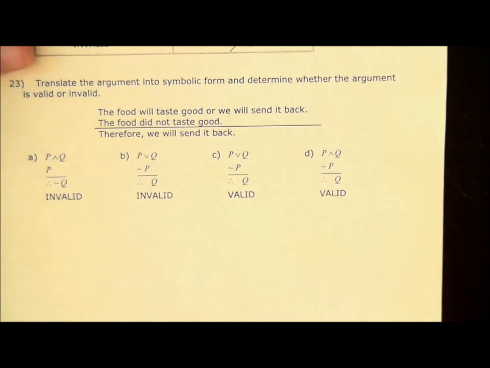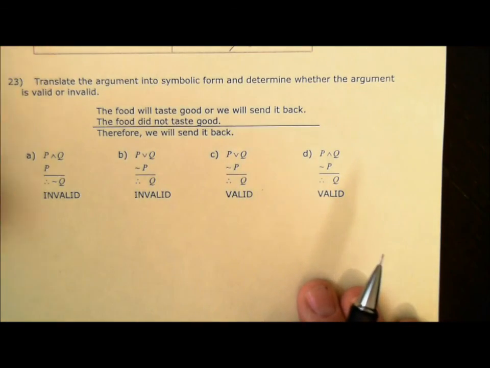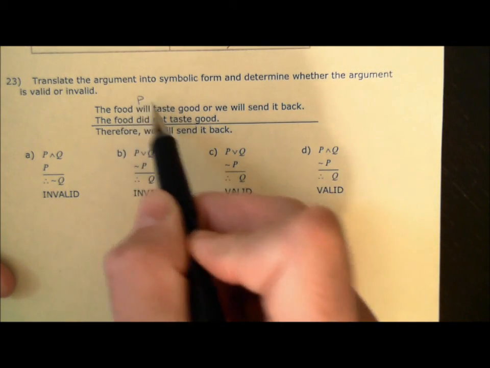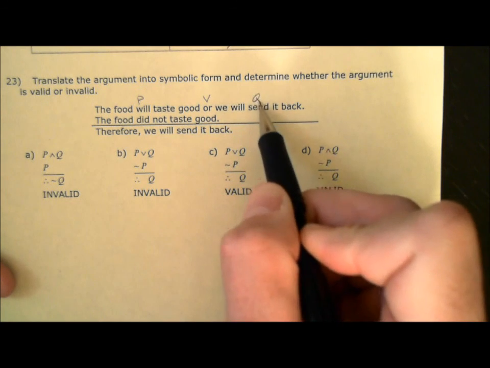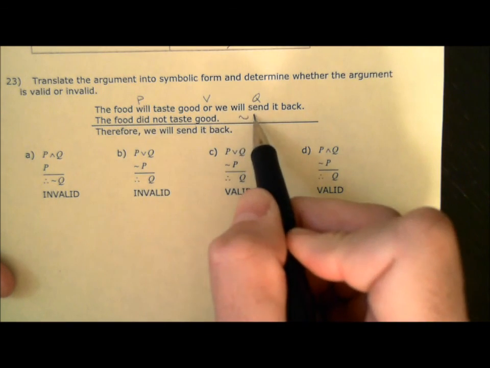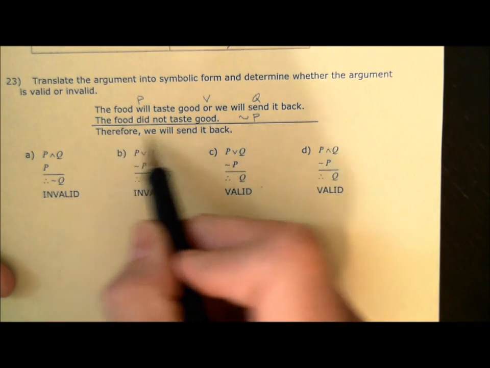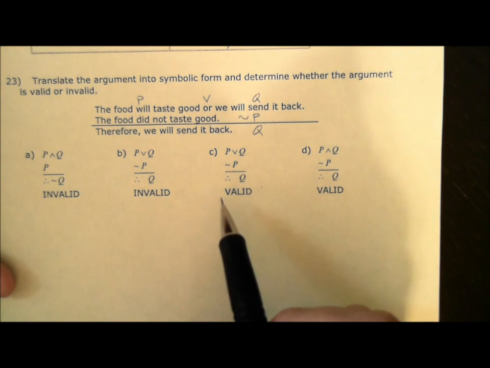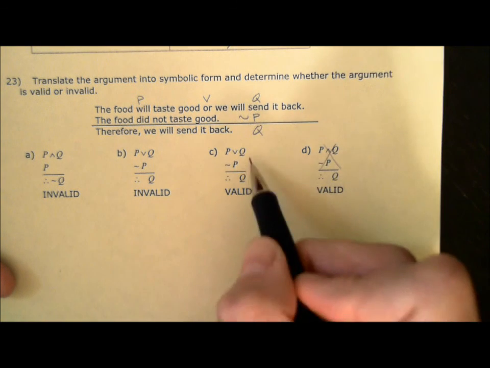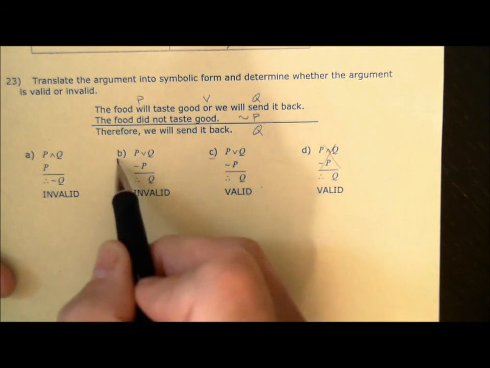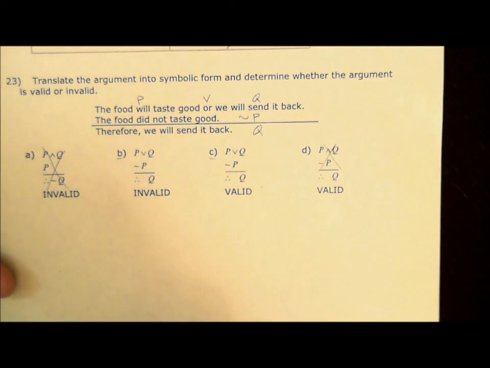The next one is a symbolic argument. The food will taste good, and that would be, say, P, or we will send it back, Q. The food did not taste good, that would be not P, therefore we will send it back, Q. P or Q, not P, therefore Q. It's not that one. It's either this one or this one. Okay, and you can toss these two out just because they have the wrong diagram.